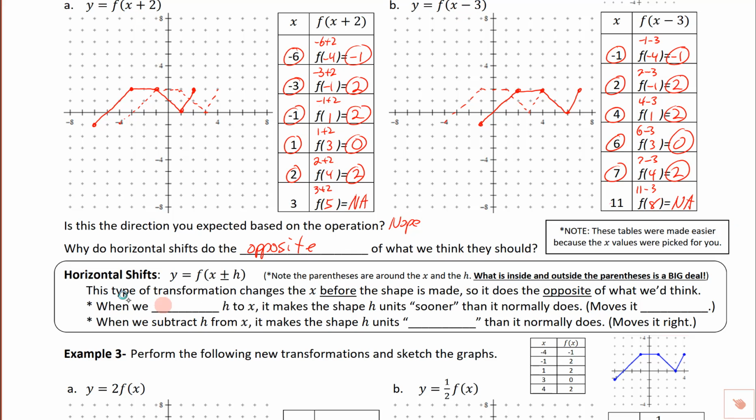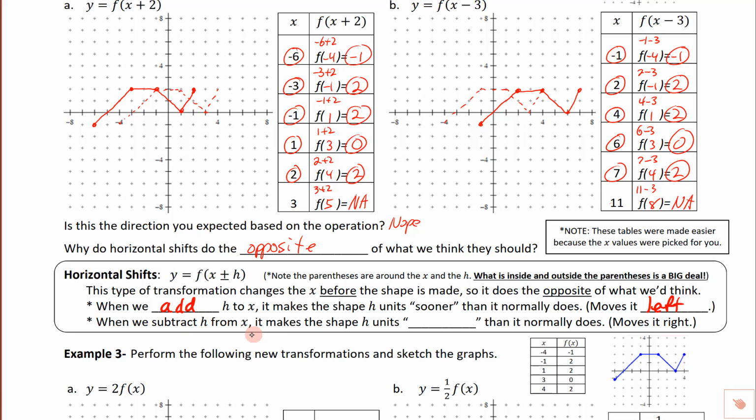So here's what happens. This type of transformation changes the x before it makes the shape, so it does the opposite of what we'd think. And here's why. When we add h to x, it makes the shape h units sooner than it normally does. So instead of waiting until we get here to start making this shape, by adding 2, it actually makes the graph 2 units sooner. So when it makes it sooner, it moves it to the left. So let's put left right here.